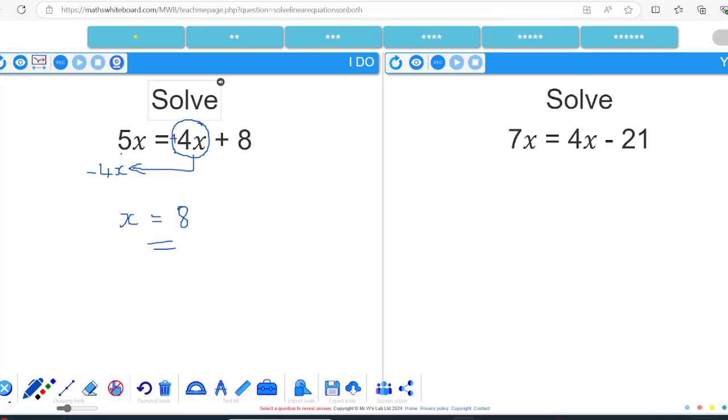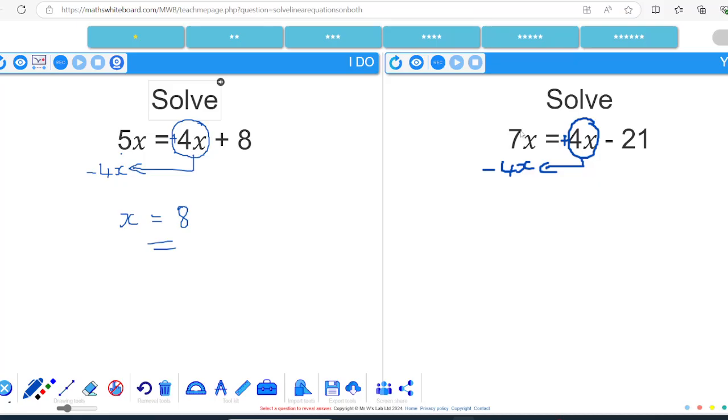Pause the video, have a go at the one on the right. See how you got on. So we've got 4x, move it to the opposite side of the equation and do the inverse, which is subtract. Remember, my 4x is positive.